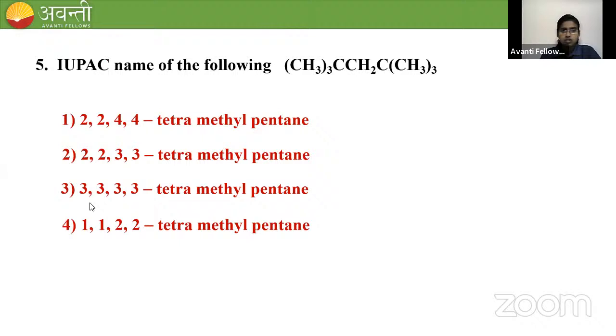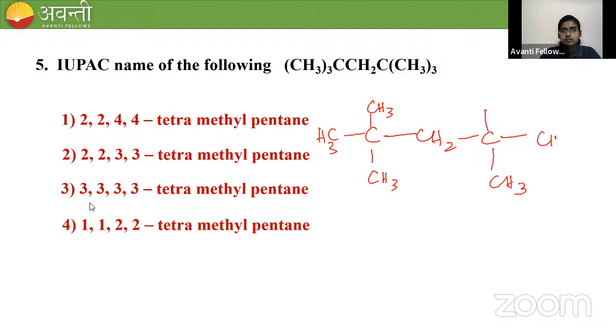So let me draw the structure for you. It is C, which is attached with 3 CH3, and the carbon is attached with CH2, and this particular carbon is attached with CH3. Got it? So this is the given compound. Now, which is the parent chain? 1, 2, 3, 4, 5. This is the parent chain.